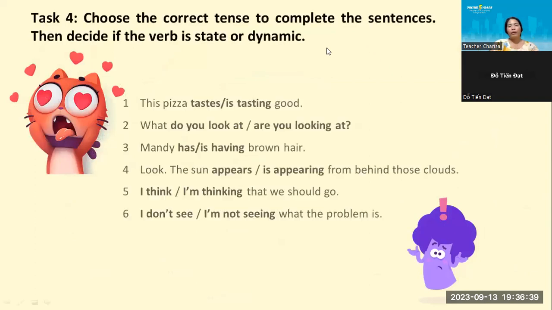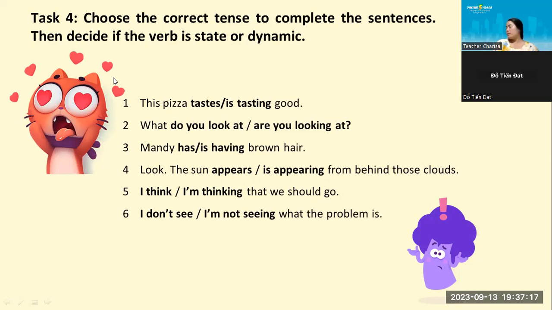So Task 4, let's move on. Choose the correct tenses to complete the sentences, then decide if the verb is state or dynamic. So you know already what is the state? It's used in the present, or for situations, the state of situations. The dynamic can be used in the simple or continuous, and you know how to use it. For example, that is the state of mind, right? Okay, go. Please answer number 1 until number 6.